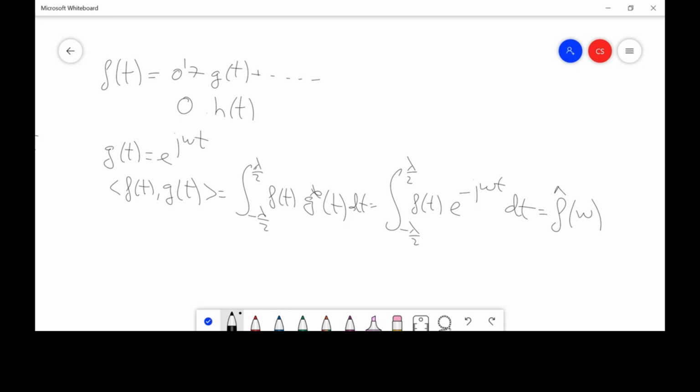Okay, so the hat means Fourier transform. You can also write it like this. So this is the Fourier transform, or, when it is an operator, we use the curly brackets of f of t. For the Fourier transform, the limit of integrals should be infinite.